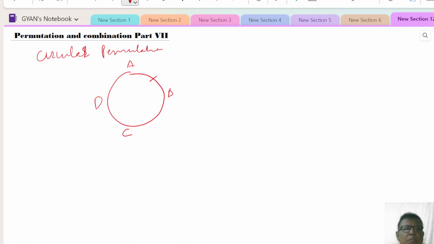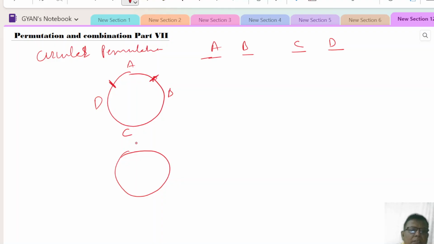Now you cut it from here and make a table. So A, B, C, D is there. Now you have shifted like this: D has come here, A has come here, B has come here, and C has come here. And you are cutting here. So A, B, C, D will become D, A, B, C.